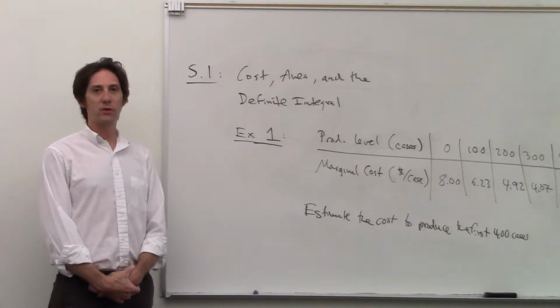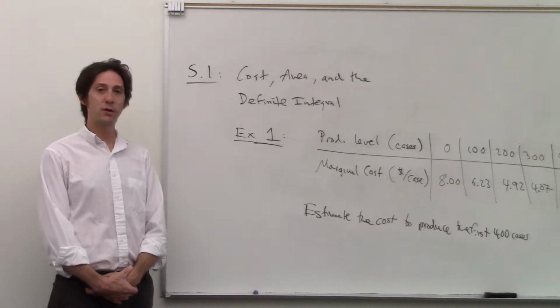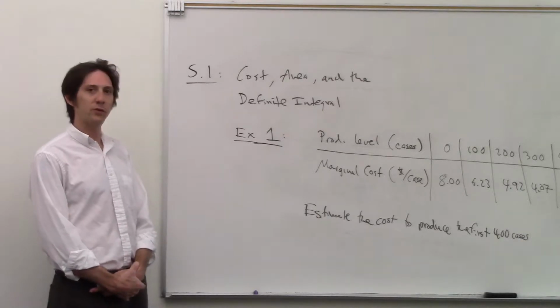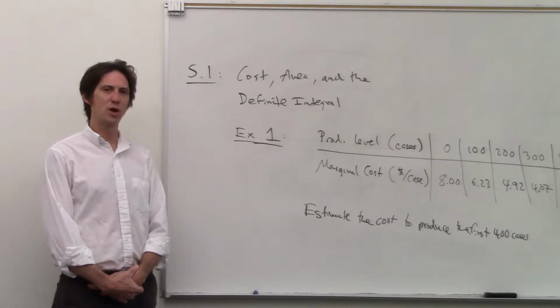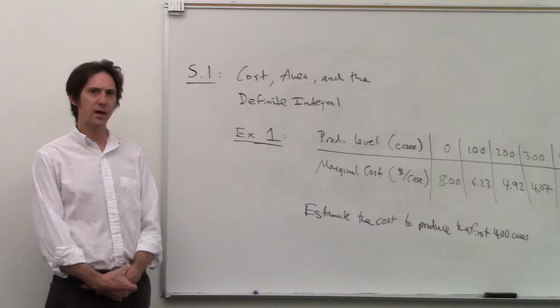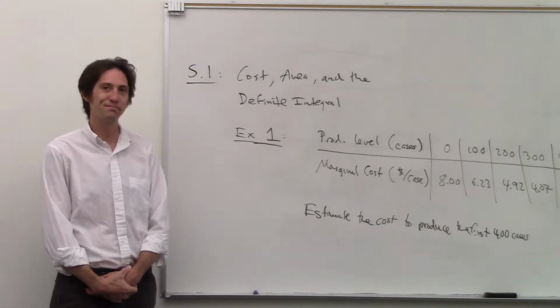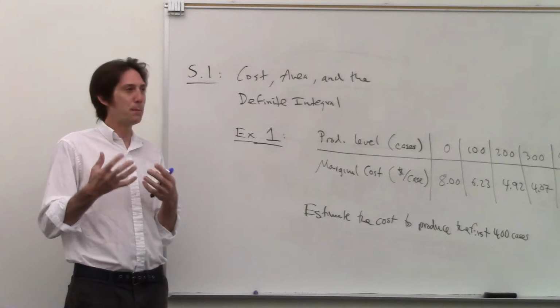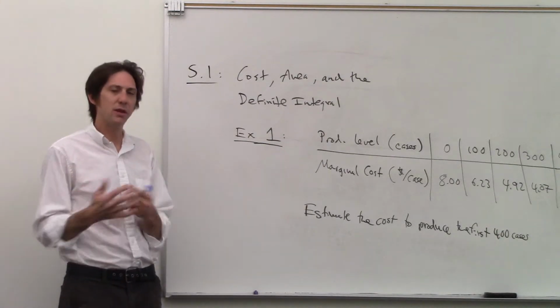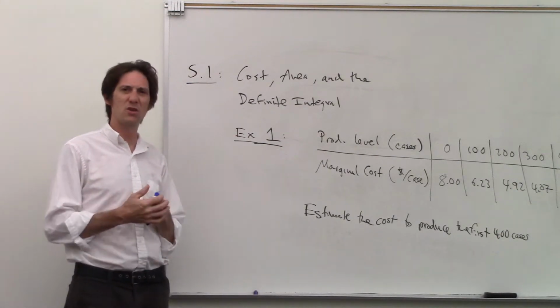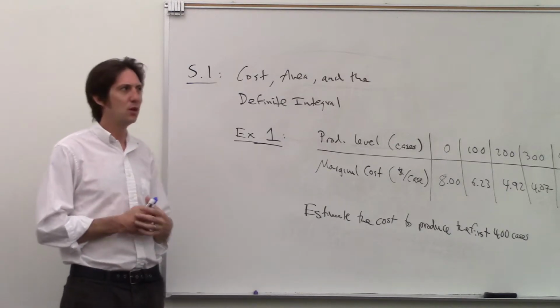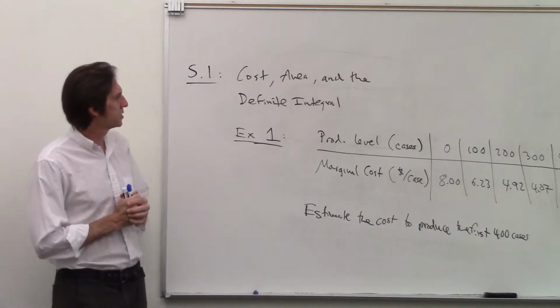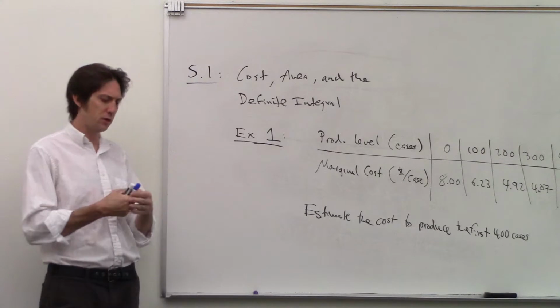Today's video is section 5.1. This section is called Cost, Area, and the Definite Integral. In chapter 5 we learn about the second main quantity of calculus. In other words, we're going to learn about something called an integral. We'll get there, but we're going to start by thinking about cost a little bit more.